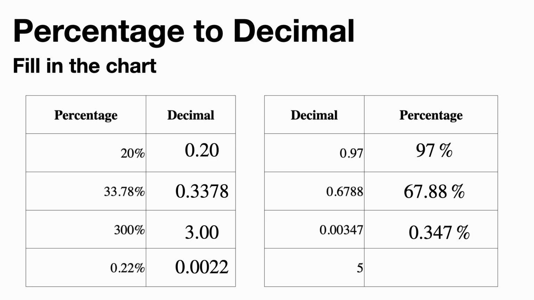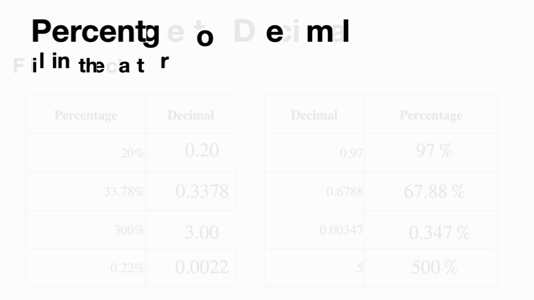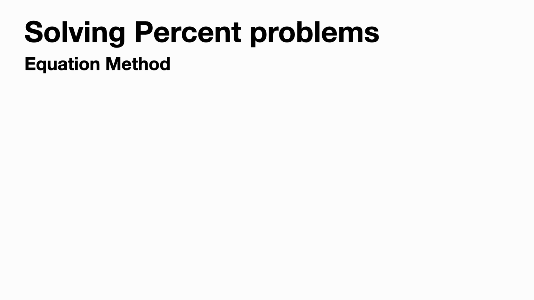And then the decimal of 5, well, that's going to be just like our 300%. That's going to be 500%. Okay, so I hope that helps. Next thing I want to look at is equation method. So we are going to look at some word problems for percent problems. And doing this, generally students want to use an equation method. And that's what I want to talk about now.